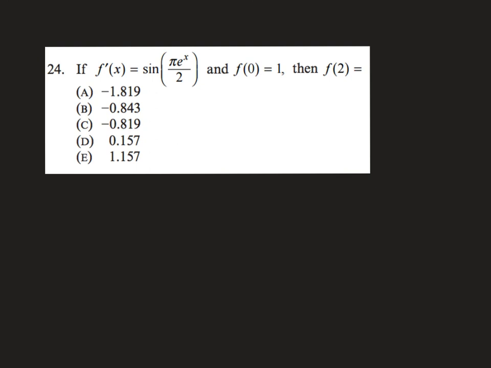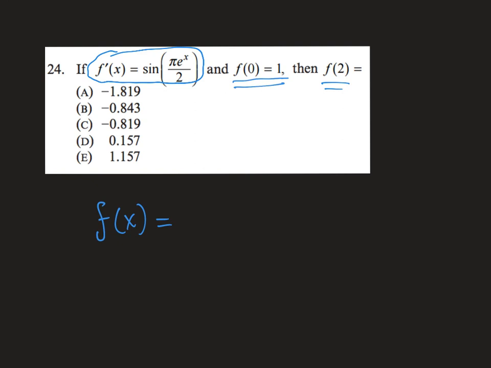This problem is another one that we're going to need to use our calculator on. So we're told that the derivative of some function f is the sine of pi e to the x over 2. We're also given an initial condition, which is (0, 1), and we are asked to find f of 2. So we're going to use accumulation to write out a definition for f of x. If we know the derivative and we know an initial condition, then we can write out the definition for f of x.